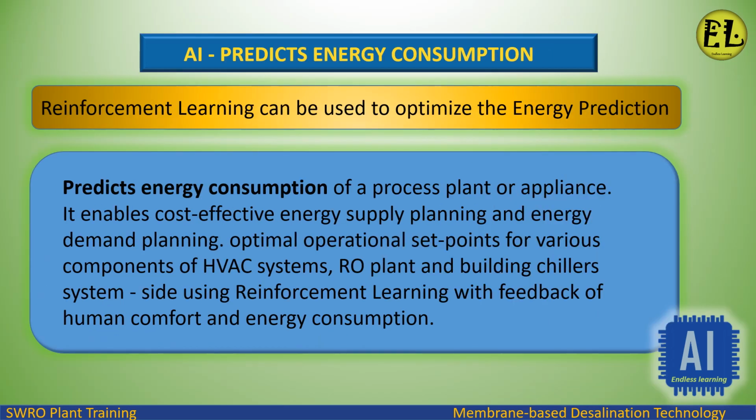AI predicts energy consumption. Reinforcement learning can be used to optimize the energy prediction, predicting the energy consumption of a process, plant or appliance. It enables cost-effective energy supply planning and energy demand planning. Optimal operational set points for various components of HVAC systems, RO plants and building chiller systems are set using reinforcement learning with feedback of human comfort and energy consumption.